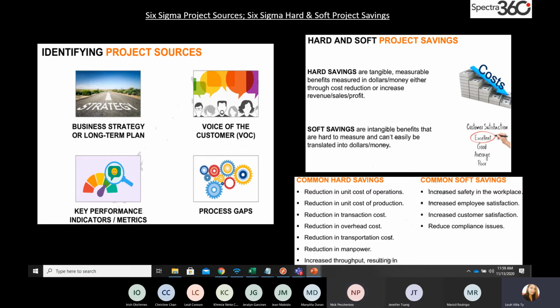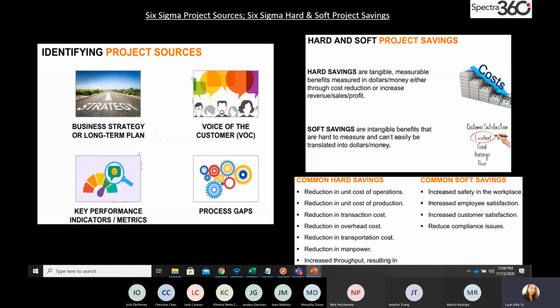Okay, so that's the voice of the customers. The third project source would be key performance indicators or metrics. Typically, the ones doing this are managers and upper management team because this entails employee performance management. All right, so process gaps. This is very much applicable to all of us. In fact, this is your project for your quarter 4, process gaps. So you can do this. Anyone can do this in the organization.